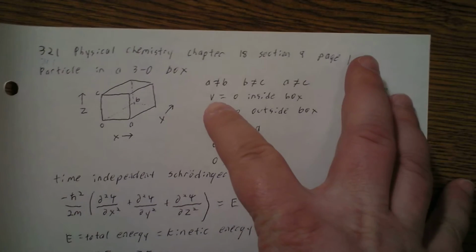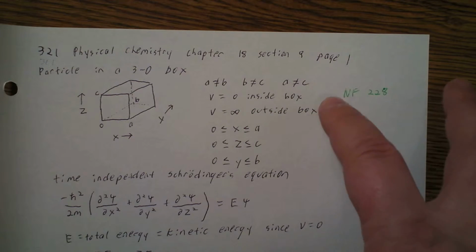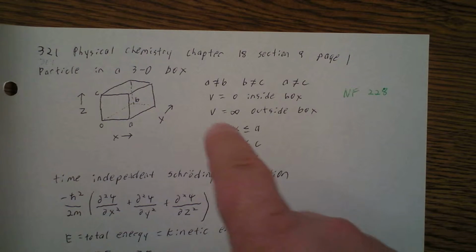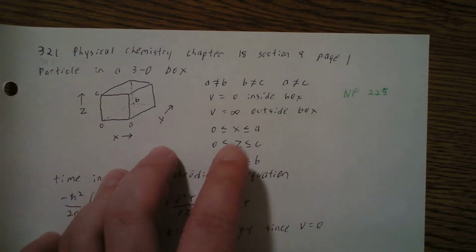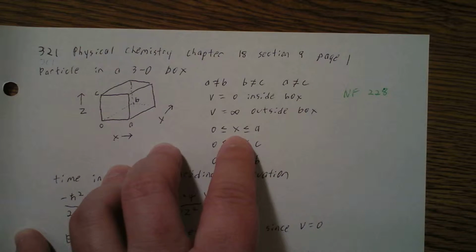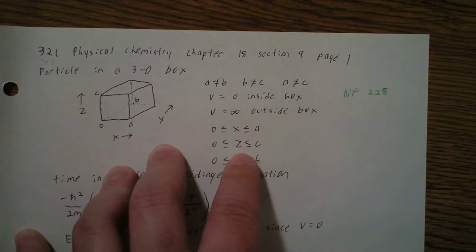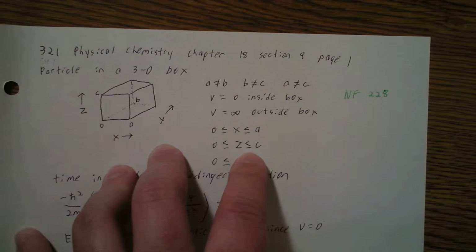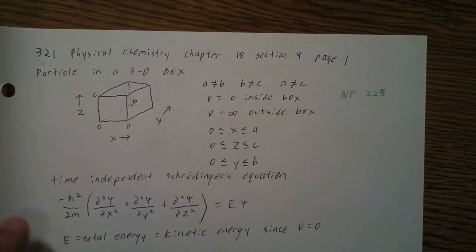So again, we're saying that V, potential energy, is equal to 0 inside the box, and then V, potential energy, is equal to infinity outside the box. That's supposed to be capital V for potential energy, remember. So we're going to say the x position is greater than or equal to 0 and less than or equal to a. The z position is greater than or equal to 0 and less than or equal to c. And the y position is greater than or equal to 0 and less than or equal to b.